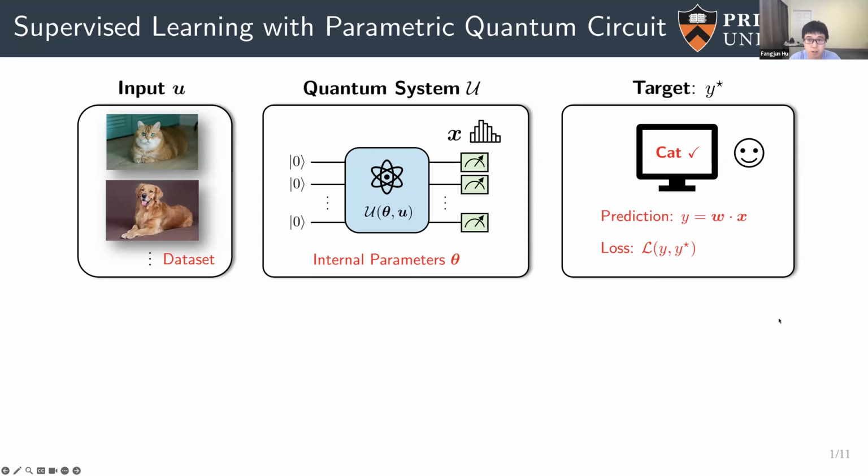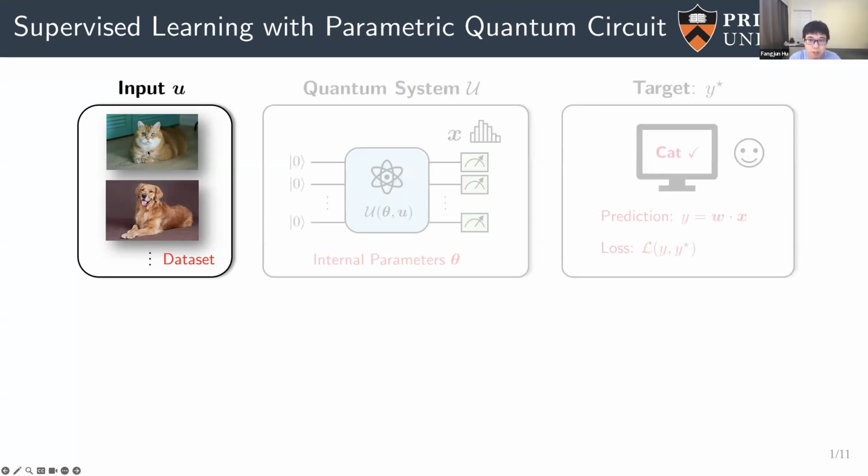The supervised quantum machine learning mentioned in this talk always concerns classical inputs instead of quantum inputs, and it has three components: the classical input U, a quantum system curly U, and a desired target value Y star. First, the input is represented by some high-dimensional vector U, and a collection of different inputs constitutes the training and the testing data set. For example, suppose you have a data set of images of cats and dogs, and given an image selected from this data set, we want to classify it.